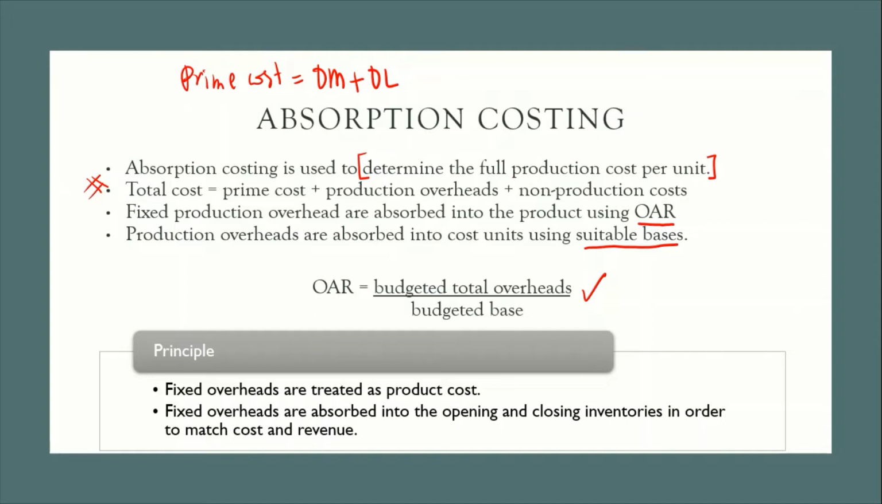Okay, so the principle that you have to remember for this method is that the fixed overhead are treated as production costs. Okay, so fixed overhead are absorbed into the opening and closing inventories in order to match the cost and revenue. So these are the principles that you have to remember for the methods.